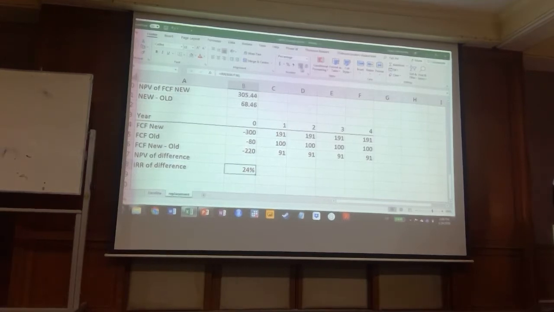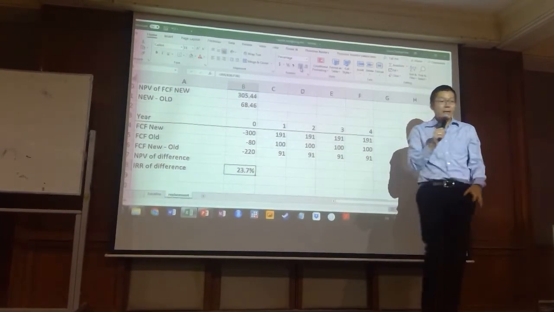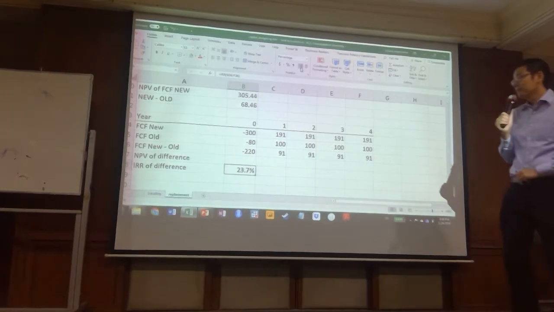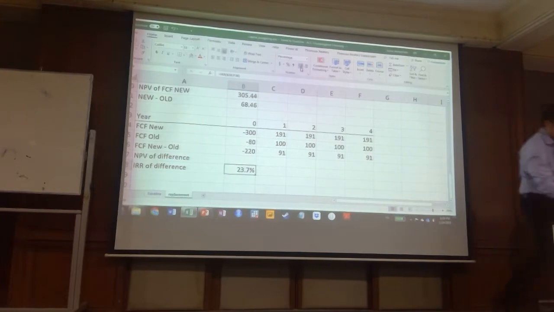And then compare this to our cost of capital. It costs us 10% to invest capital, but our return on that capital is 24%. So let's do this investment. Also do NPV of the difference. So let's do NPV of this.